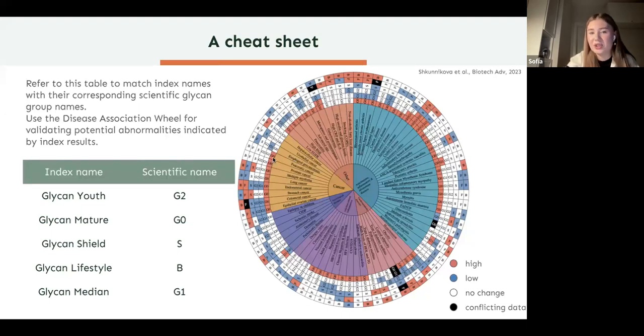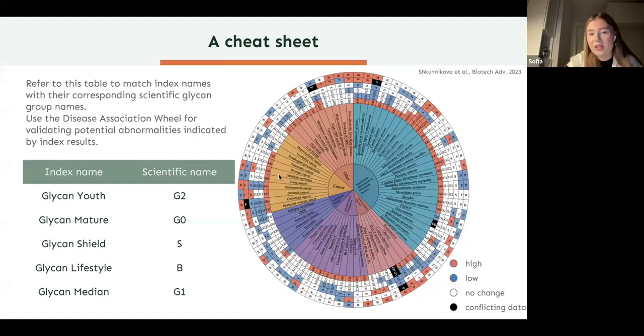And for each of these conditions, you have these little boxes. So you have G0, G1, G2, and so on. Now, I hope you remember what it means, but if you don't, I have put this little cheat sheet for you here. So you can see the name of the glycan index and their scientific name, which basically describes their structure. So for example, glycan youth, we know that it has 2 galactoses, hence the G2. For glycan mature, we know that it doesn't have galactose on it, G0, and so on and so on.